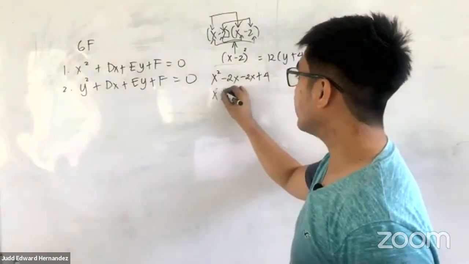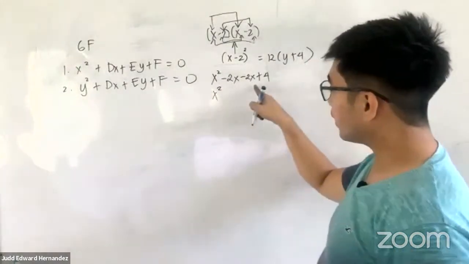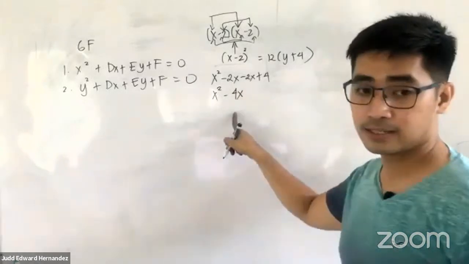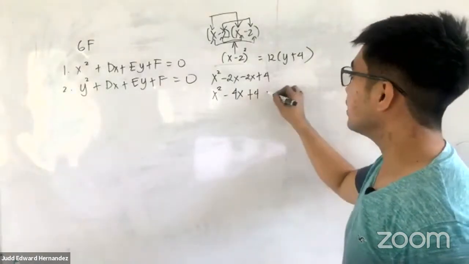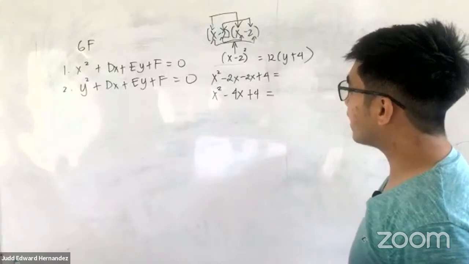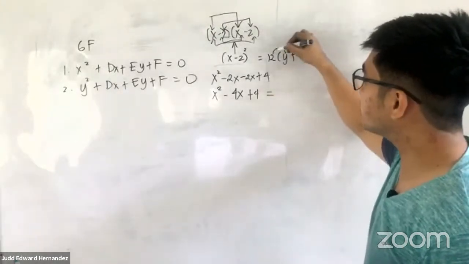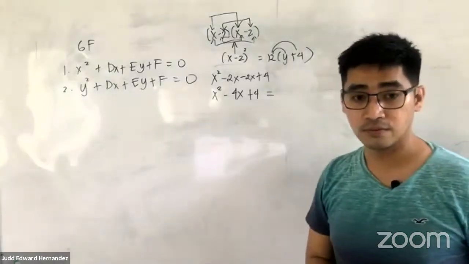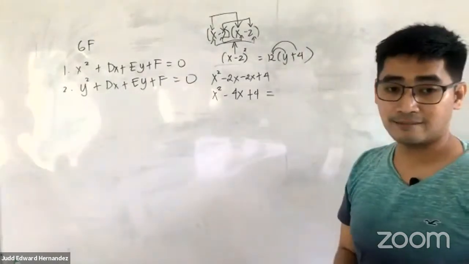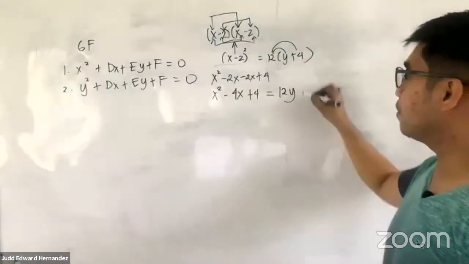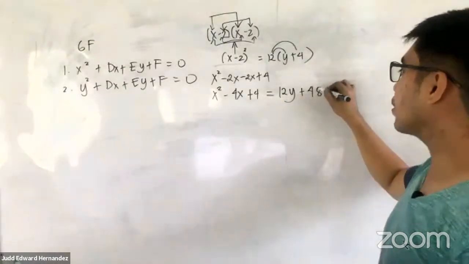Therefore, we'll be having x squared, negative 2x, minus 2x, plus 4 is now equal to the right side. Ano ba yung right side natin? Yung right side natin is distribute natin si 12. 12 times y, 12y po. 12 times 4, that becomes 48.